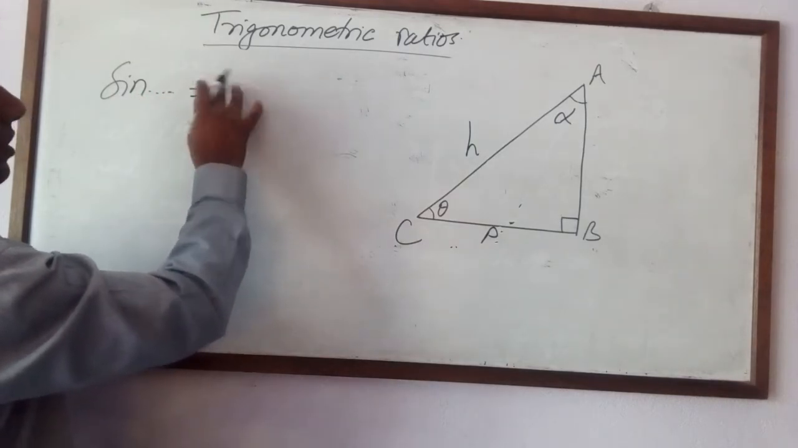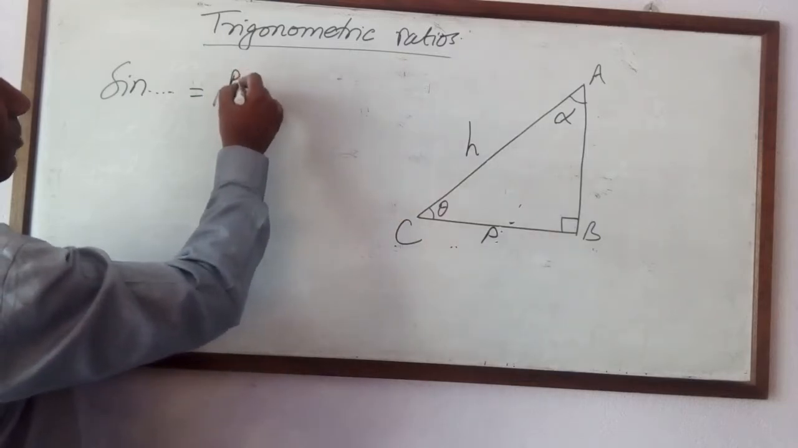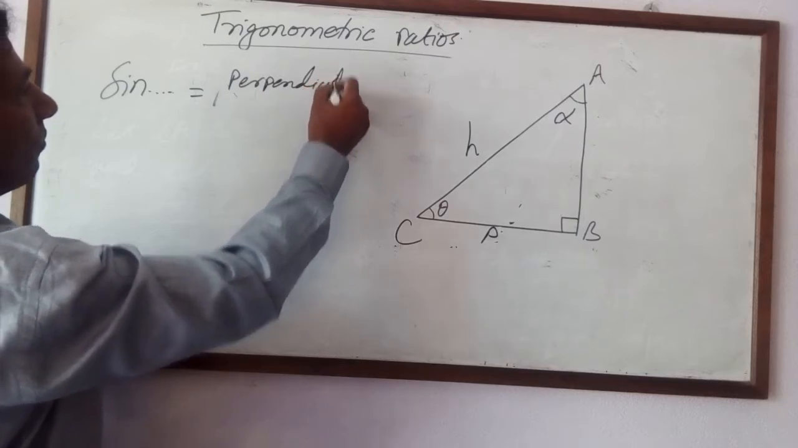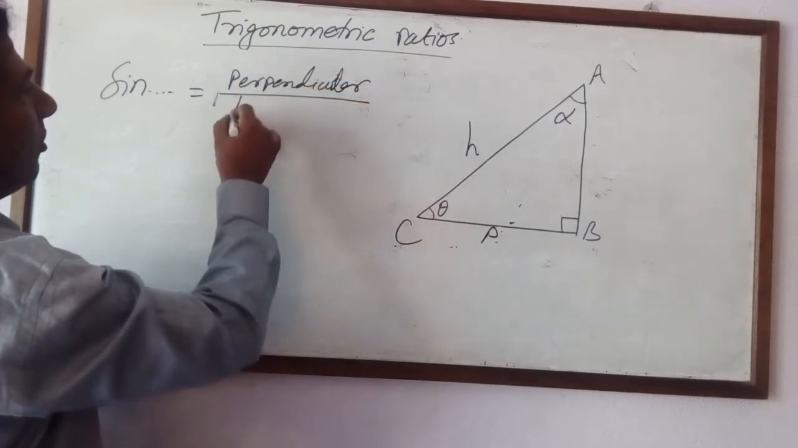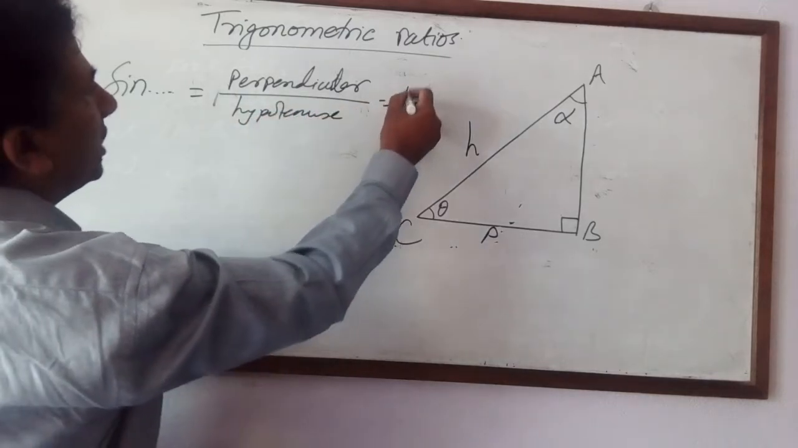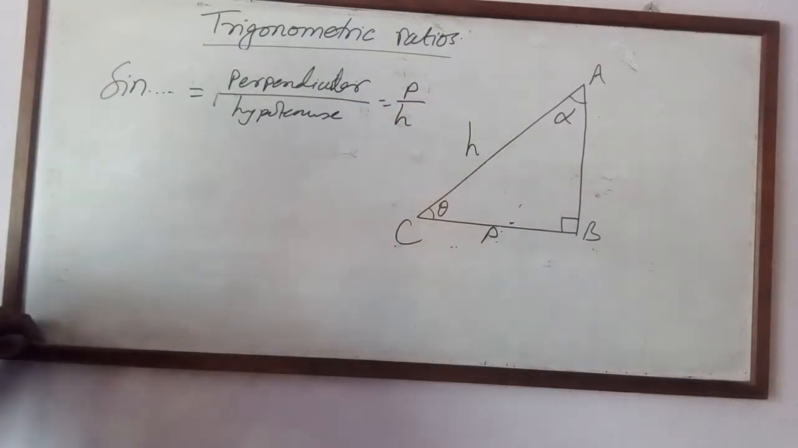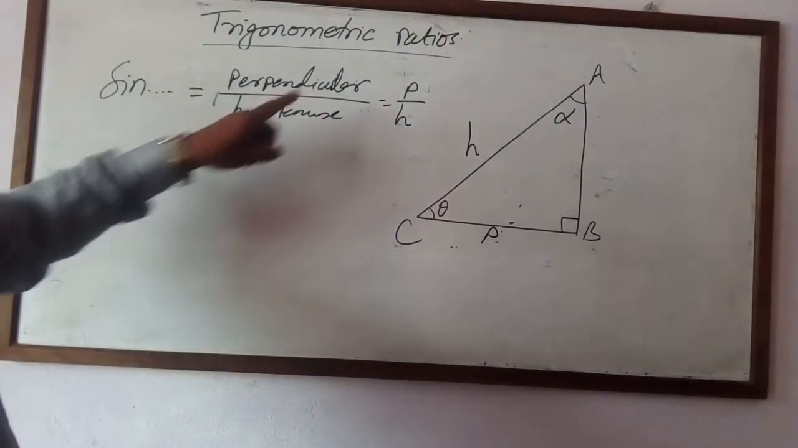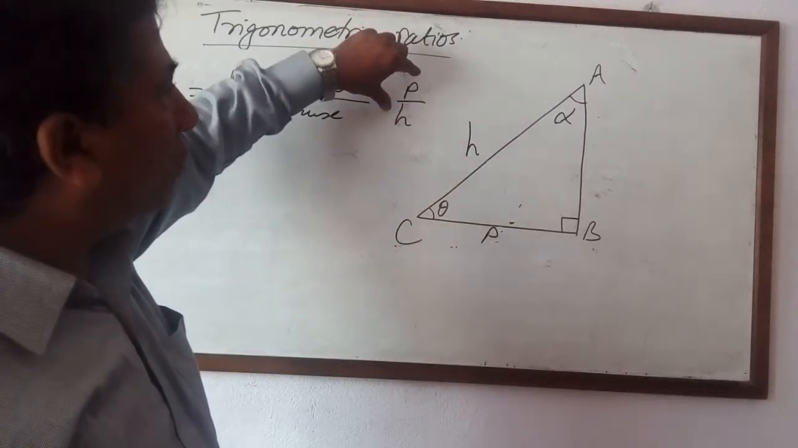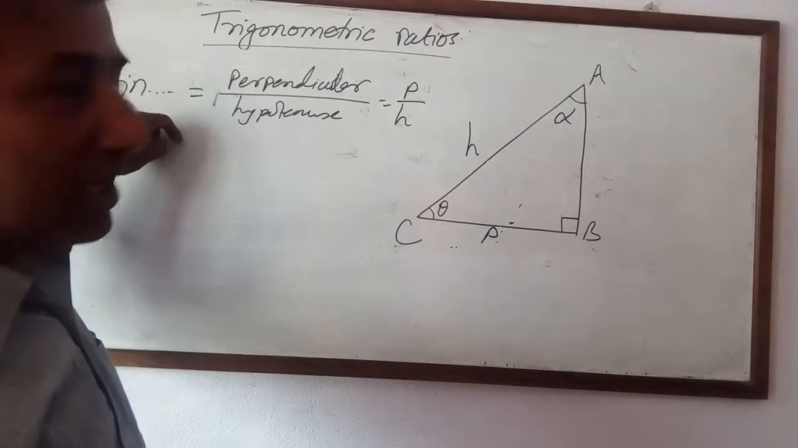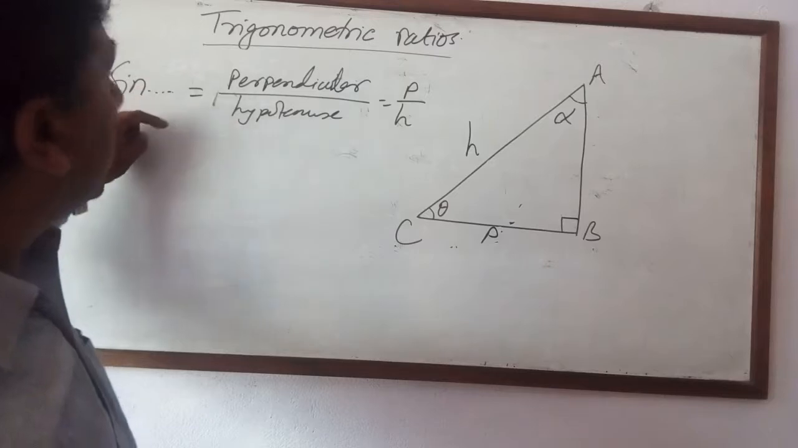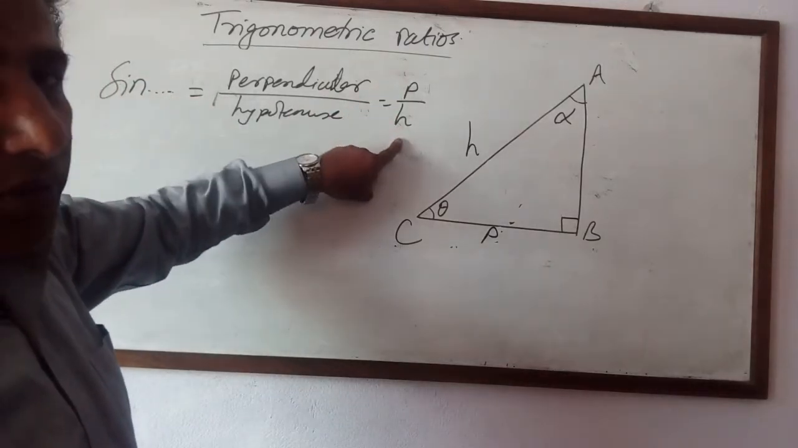of perpendicular by hypotenuse, which is known as P by H. Now, sine means P by H, perpendicular side and hypotenuse. The ratio of these two sides is called sine. This is the name of the ratio of perpendicular and hypotenuse.